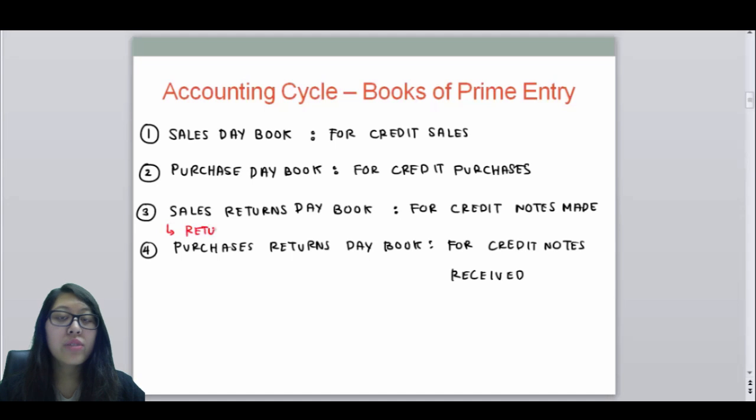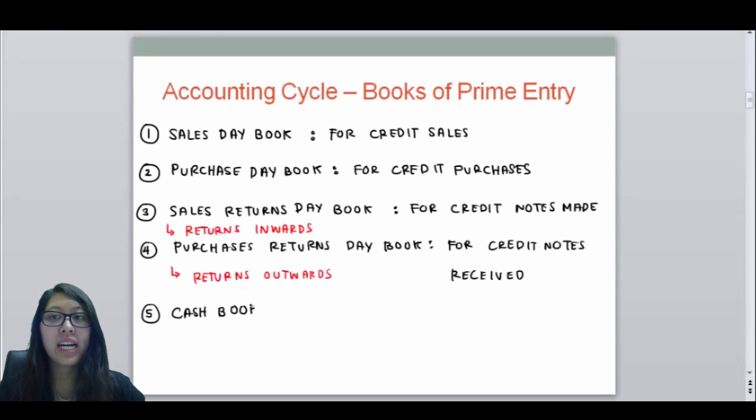Now, for terminology's sake, I'll let you know that sales returns is also called returns inwards and purchase returns is called returns outwards. Sometimes it can be listed differently, so make sure that you get the understanding that the meaning is the same. Fifth, we have the cash book, which I mentioned before is only for cash transactions. So whenever you have a sales or purchase made in cash, then it's going to be recorded in the cash book. Sixth, we have the petty cash book.